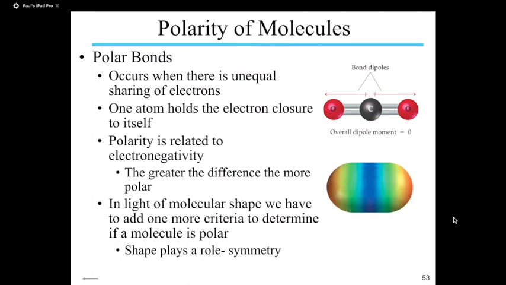Every other molecular compound is a little bit polar. One of the 2 is a little bit more electronegative. One of the 2 will be a tiny bit negative. One will be a tiny bit positive.